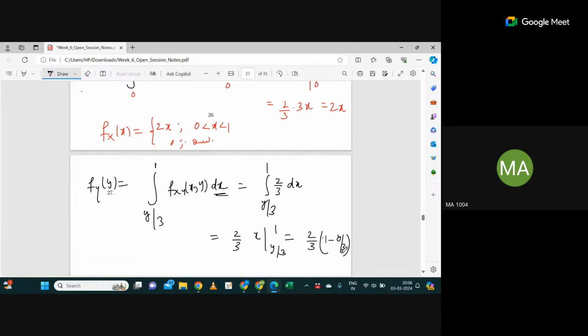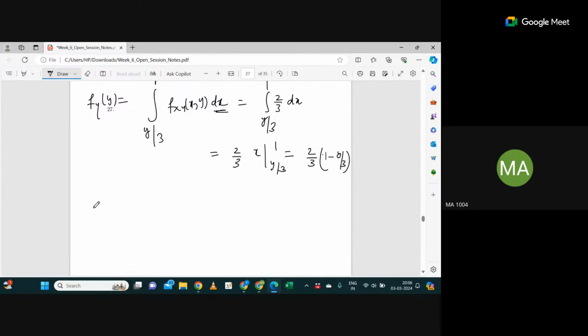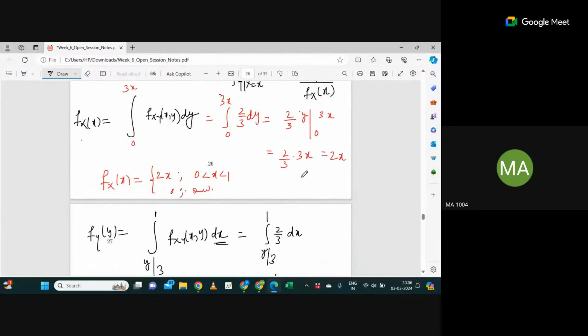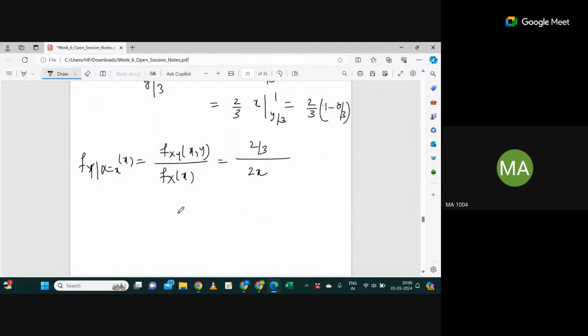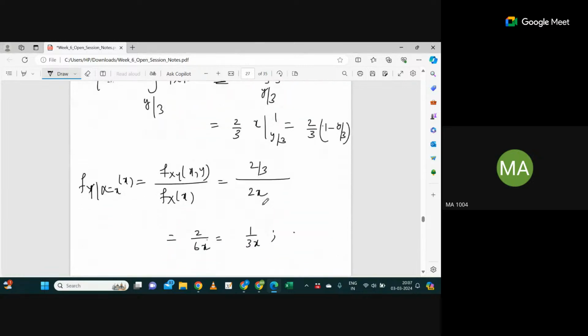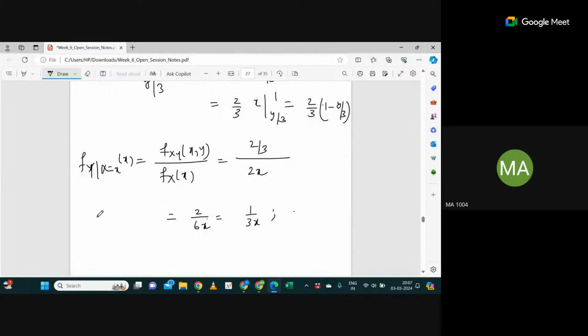Now I have to calculate the conditional probability of y given x equal to x. That means joint density divided by the marginal of x. So what is the joint? Joint is 2 by 3. Marginal of x, we got 2x, right? So this is nothing but 2 by 6x, that means 1 by 3x, for the support of x, 0 to 1. Now tell me, can you tell me what kind of distribution is this one?